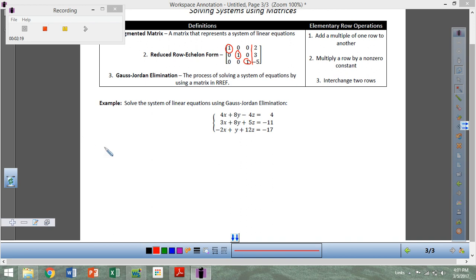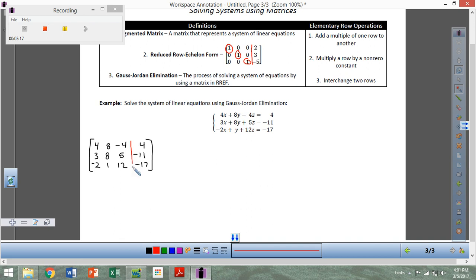So the first thing I'm going to do is write out the augmented matrix. The way this is going to look is I am going to basically just write the coefficients straight across. So my first row is going to be 4, 8, -4, and then 4. And then I'm going to do the same thing here, 3, 8, 5, and -11. And then -2, 1, 12, and -17. So that's what we call an augmented matrix. That's really easy to do.